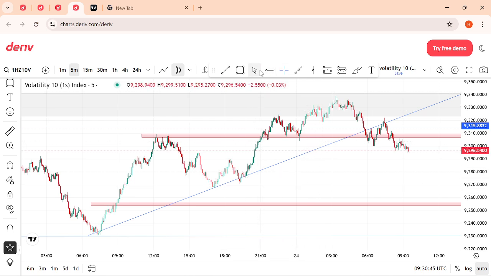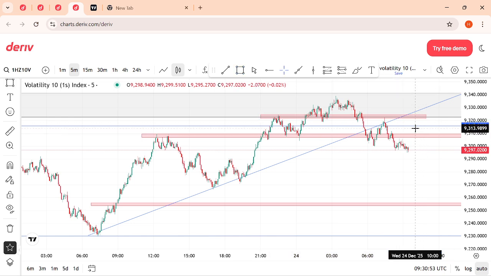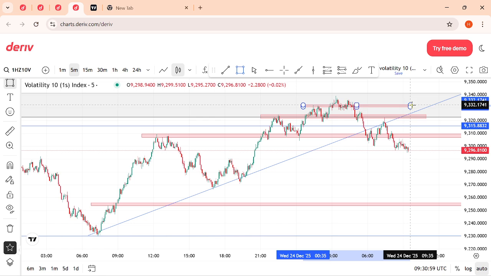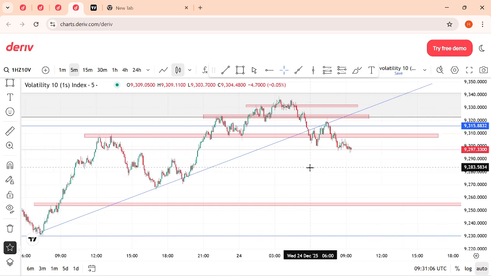So on the 5 minutes time frame, one area we would easily mark out is here, for our level of resistance. This one, and we'll mark here out also.